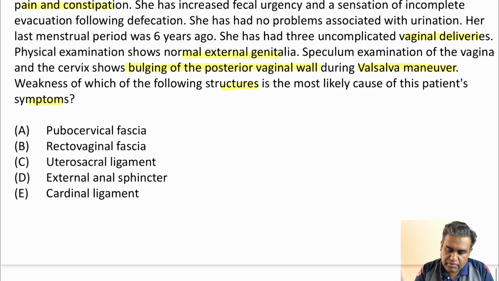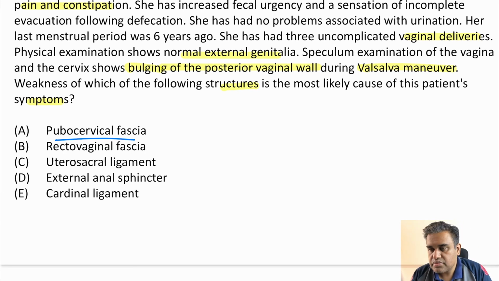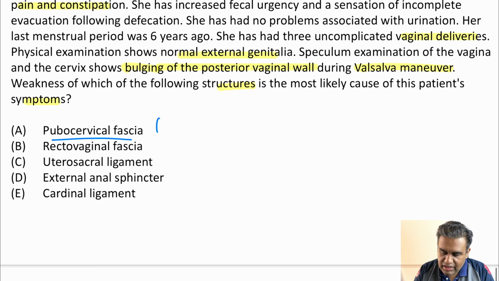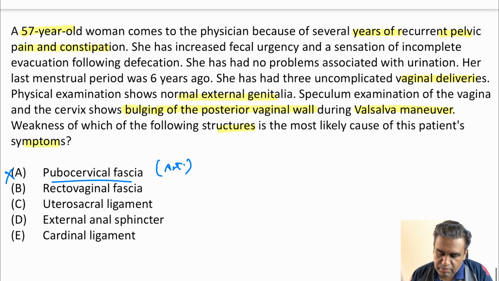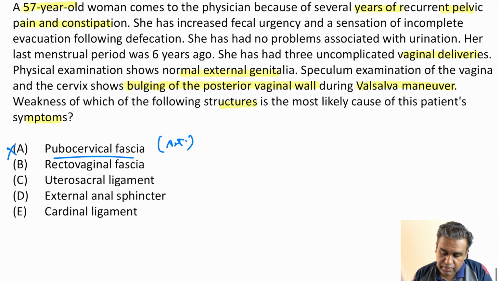If you look at the structures, the first option they gave is the pubocervical fascia. Pubo is the pubis part, cervical is the cervix of the uterus. So it is placed anteriorly and superior to the vagina. Fine, so that doesn't look like an option. Plus, the patient's problem is fecal urgency, pelvic pain, constipation, and a sensation of incomplete evacuation. Now, the rectum, as we have discussed, is behind the vagina and the cervix. So option A you can rule out.